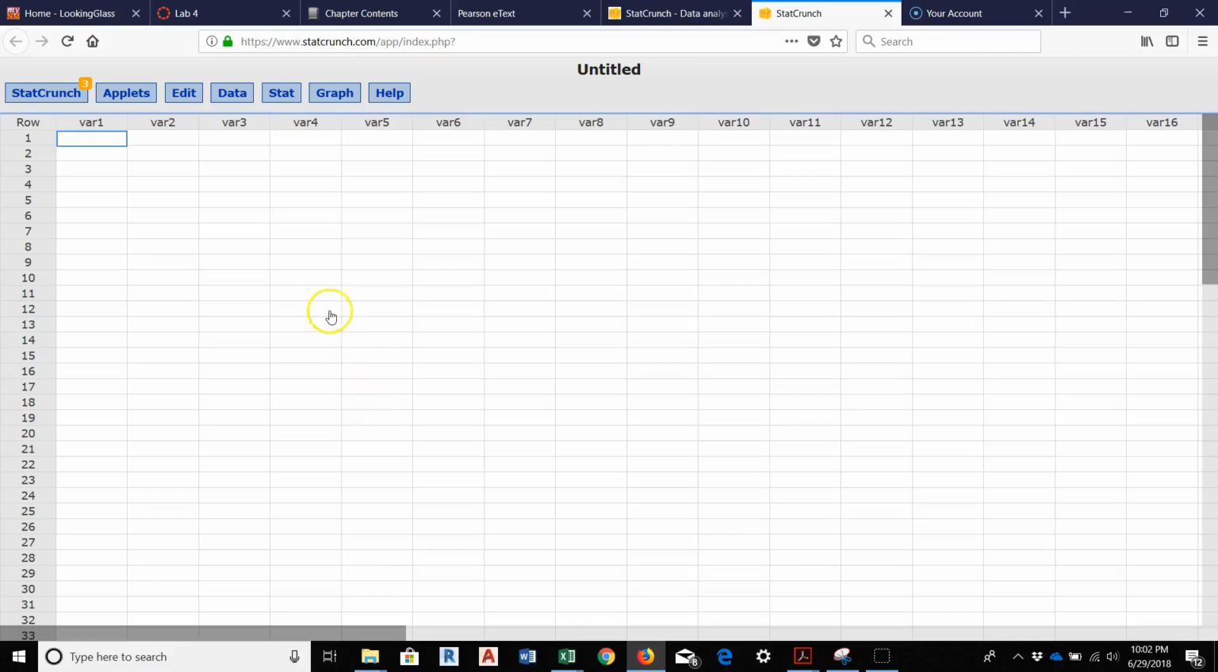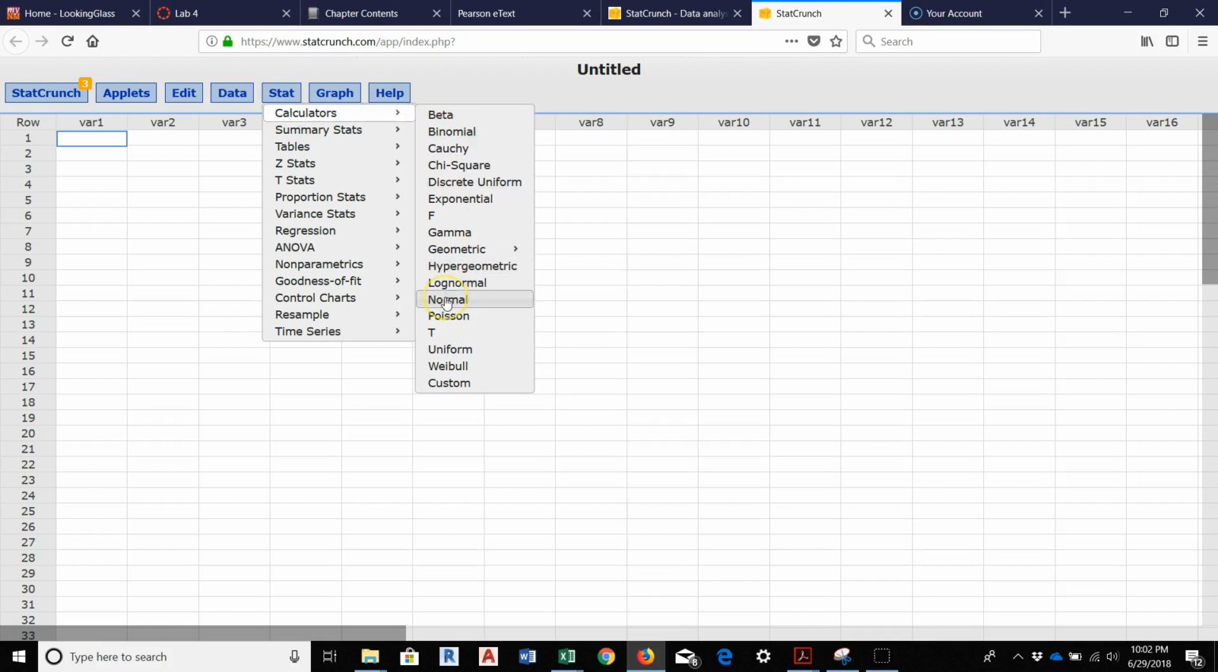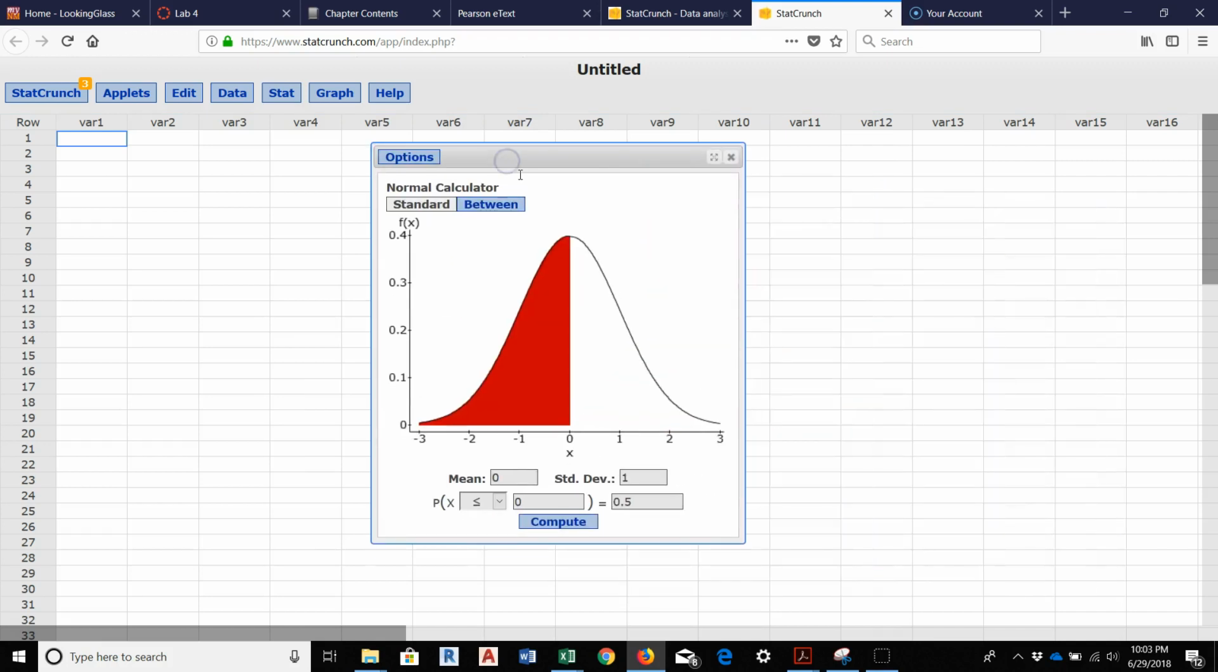This is the lab demo for Lab 4. What we need to do is open the normal distribution calculator by clicking Stat, Calculators, and Normal. This looks a little like the binomial distribution calculator. We'll need to type in the mean and standard deviation, which is of course defaulted to the standard normal distribution with a mean of 0 and standard deviation of 1.